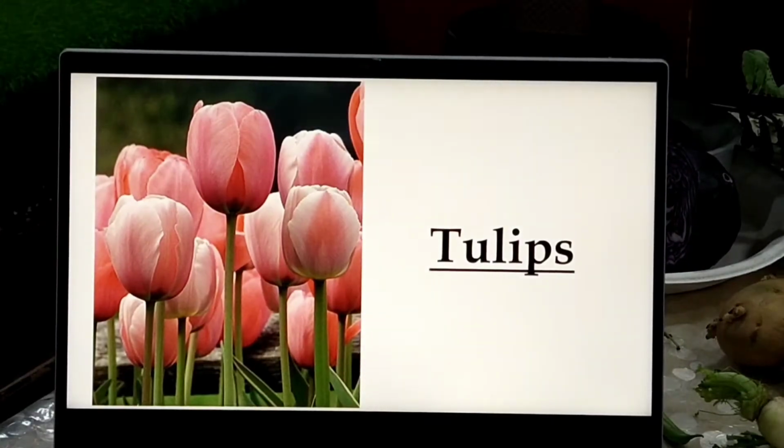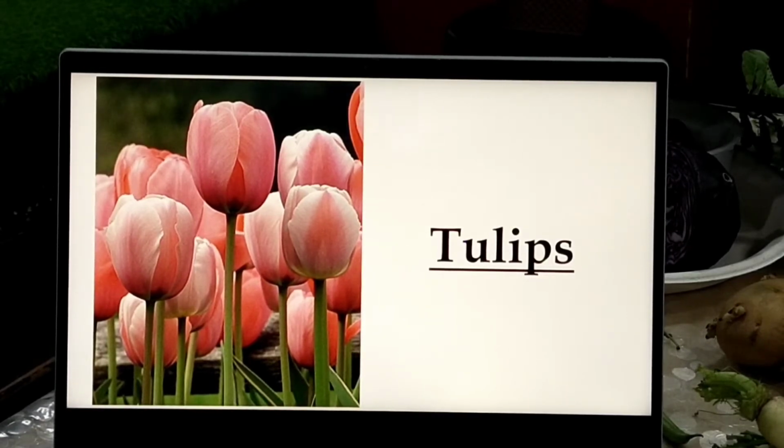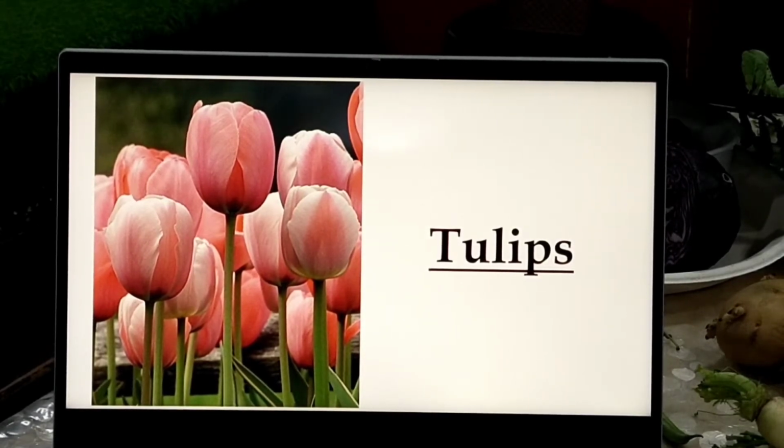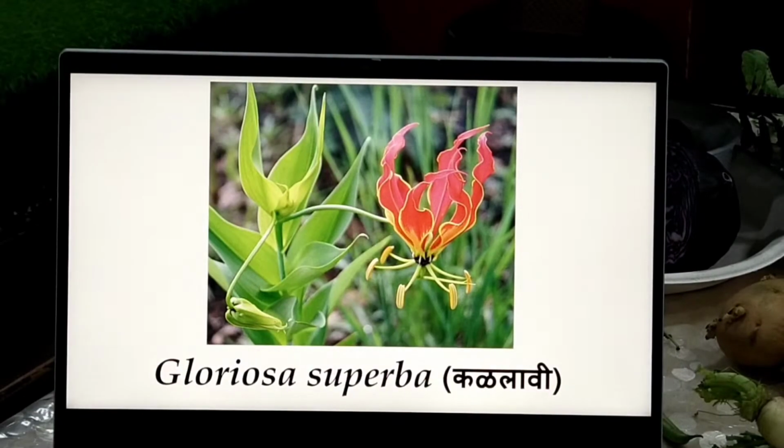Tulips, very beautiful, very colorful flowers. In our country also they have started growing tulips, and in Kashmir Valley tulips are being grown. But of course, basically it is Europe and particularly the Netherlands which is very famous for its tulip gardens. Gloriosa superba, Kailavi.